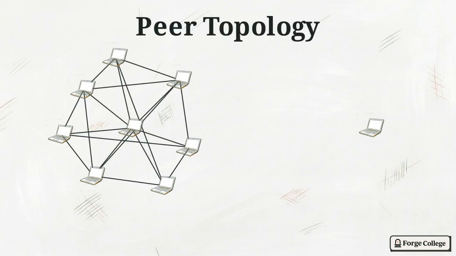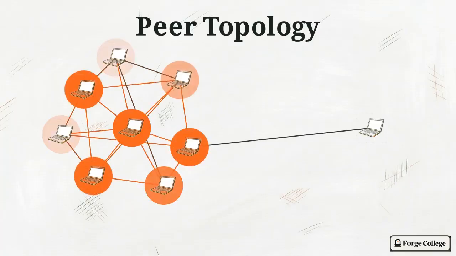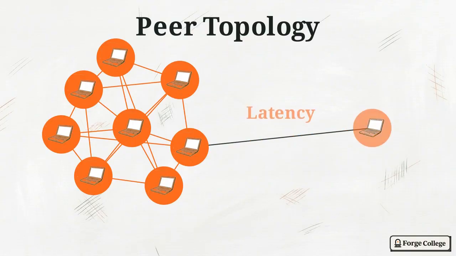Now, a node doesn't talk to everyone in the room at once. It only gossips with a small group of peers. This map shows peer topology. Notice how the group on the left is tightly connected, while the node on the right is almost isolated. Watch the orange signal. It zips through the dense cluster in a heartbeat, but it takes much longer to reach that isolated node. This delay is what we call latency.